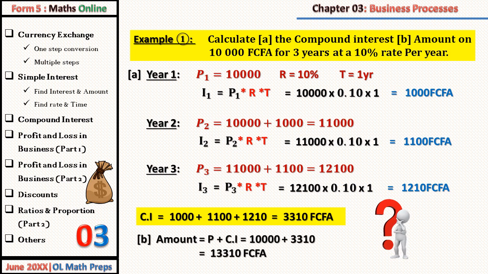The next thing is to calculate the amount, and the amount is given by the principal plus the compound interest, and that gives us a total of 13,310 francs.